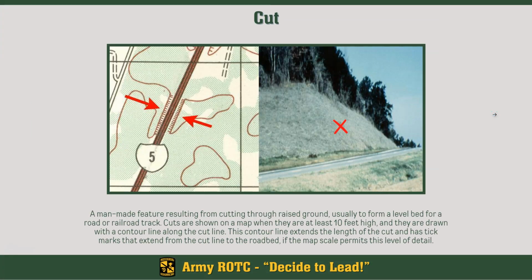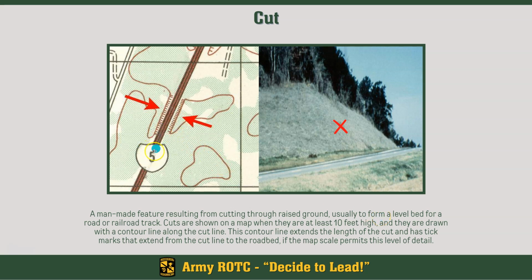All right, now we'll get into our supplemental features, which is that, again, these are man-made. So a cut in the ground to create some sort of a road or railroad maybe. It's used to form like a level bed. So cuts are shown on a map when they're at least 10 feet high, and they're drawn with that contour line along the cut line. So this contour line then extends the length of the cut and has the tick marks that point in to the road bed. So if the map scale permits, it'll show this level of detail here.